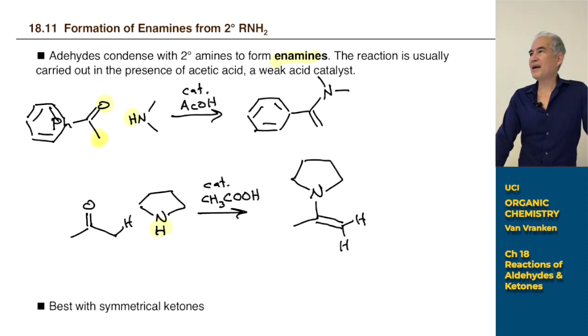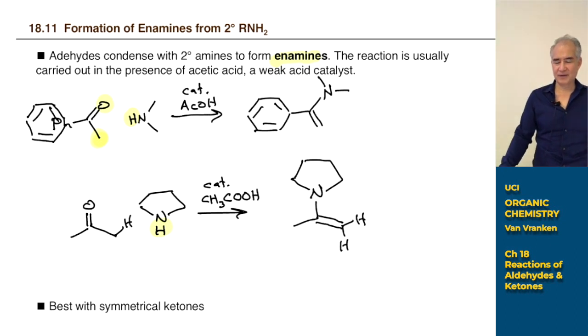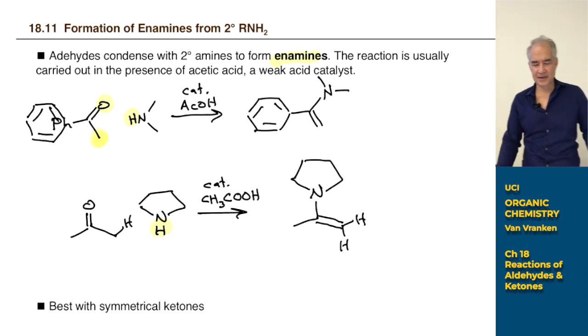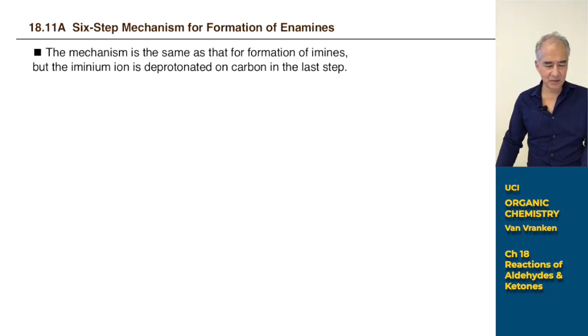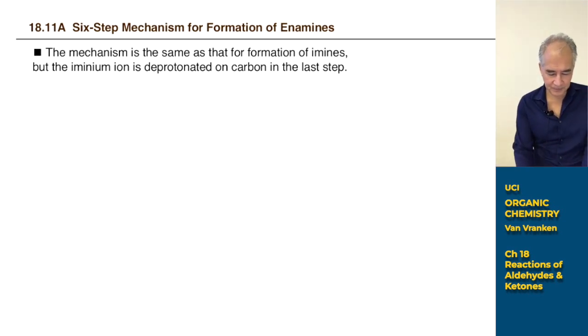Now we have to understand the mechanism for this reaction. The mechanism involves an amine, it involves an aldehyde or a ketone, and it involves acetic acid, and the first 5 steps are exactly the same as the imine mechanism. It's only the last step that's different, where we pull a proton off of a carbon atom instead of a nitrogen atom. So let's walk through that 6-step mechanism again. It's good practice for the imine mechanism, even though we're making an enamine. So let's go ahead and start that mechanism.